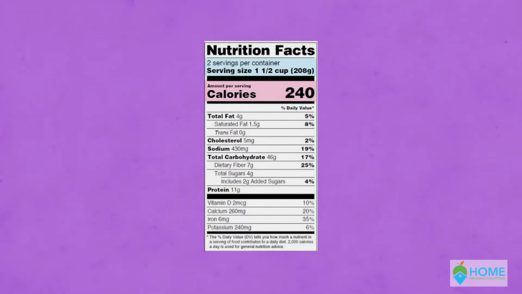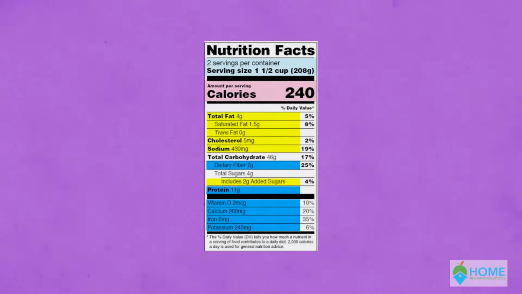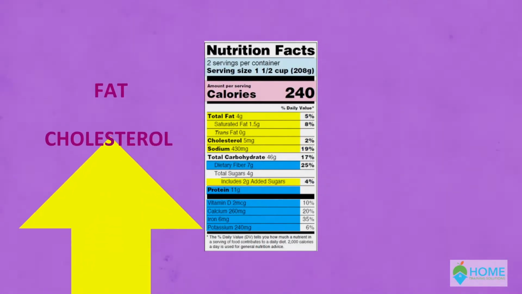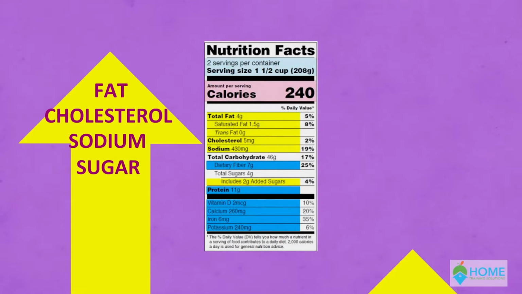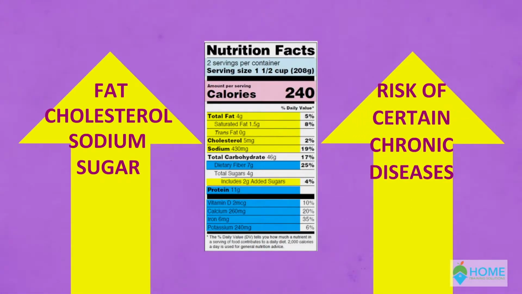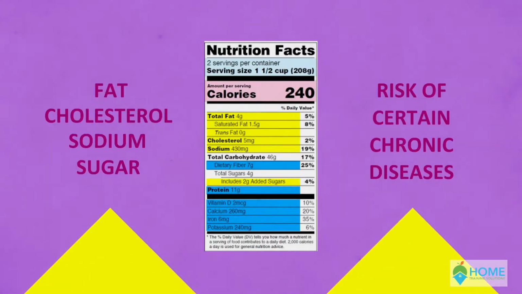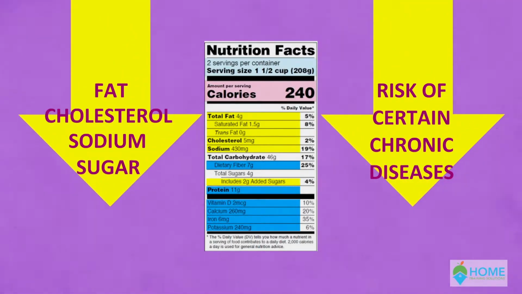Next is the nutrient section, which is highlighted in yellow and blue. According to the U.S. dietary guidelines, Americans tend to eat too much fat, cholesterol, sodium, and sugar. As we all know, eating too much fat, cholesterol, sodium, and sugar may increase the risk of certain chronic diseases, like diabetes, heart disease, and some cancers. In general, it is best to limit these nutrients. The lower values, the better.